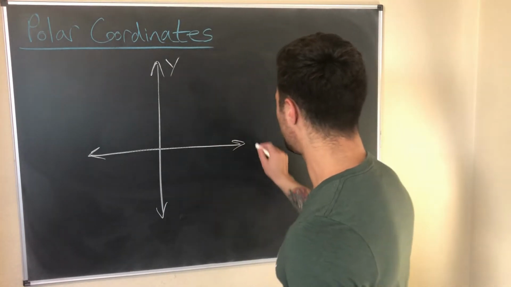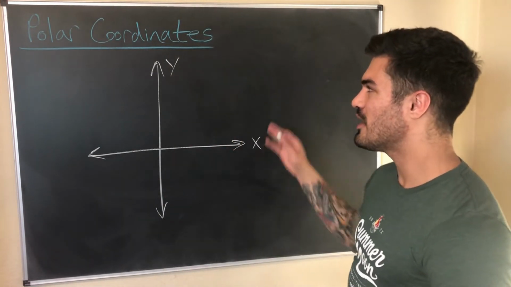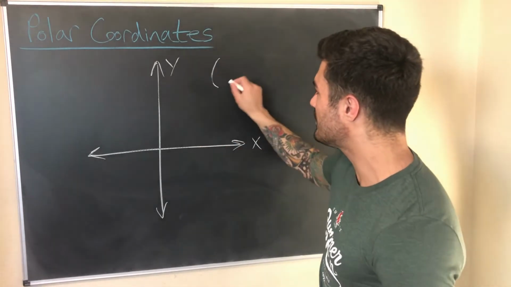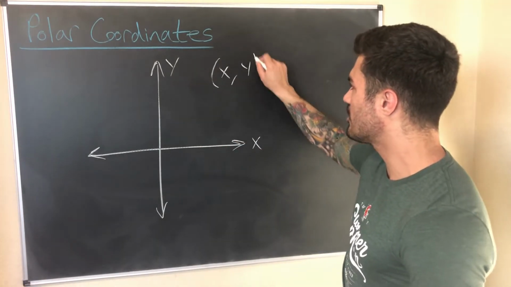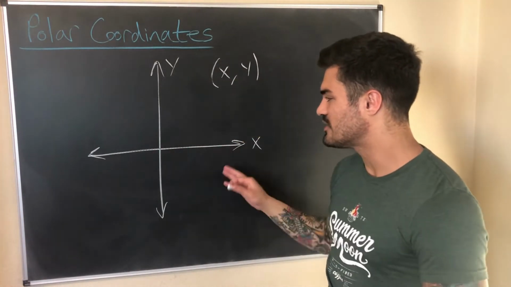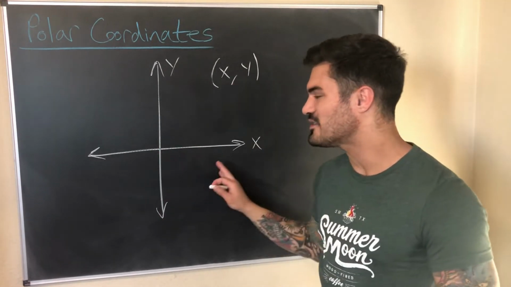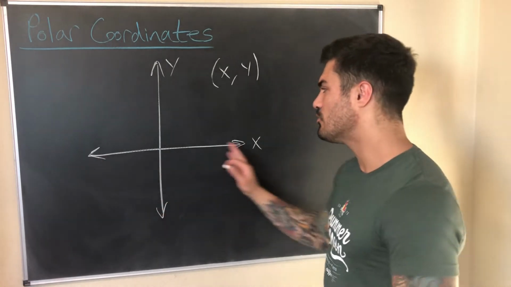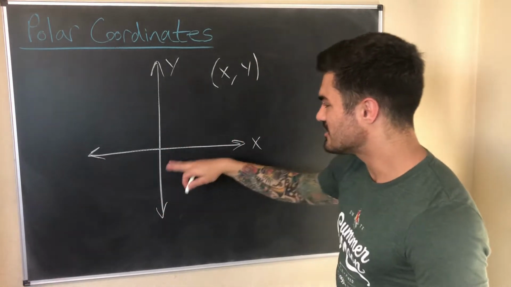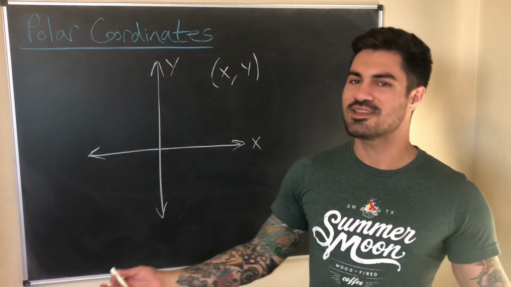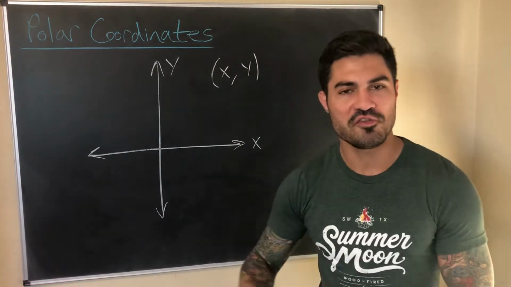But right now, let's look back at the rectangular coordinate system where we have an x and y axis, and we plot points of this form, x, comma, y, where x represents the signed distance from the y-axis, signed meaning it could be negative or positive, and then y is the signed distance from the x-axis. This is how we plot points. We're all familiar with this.